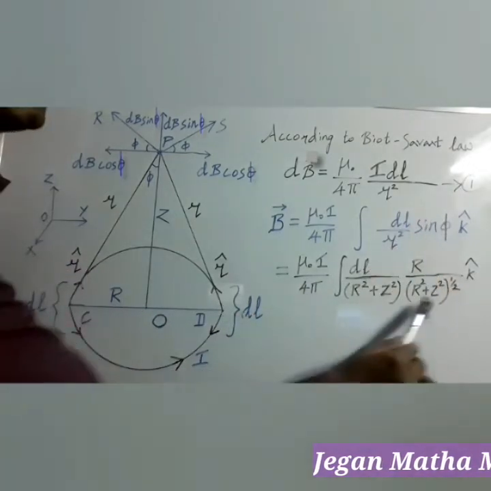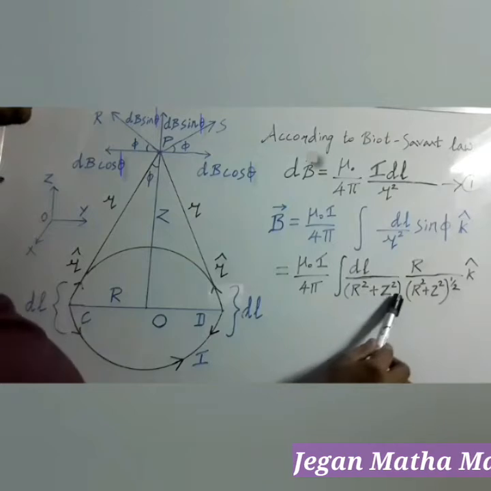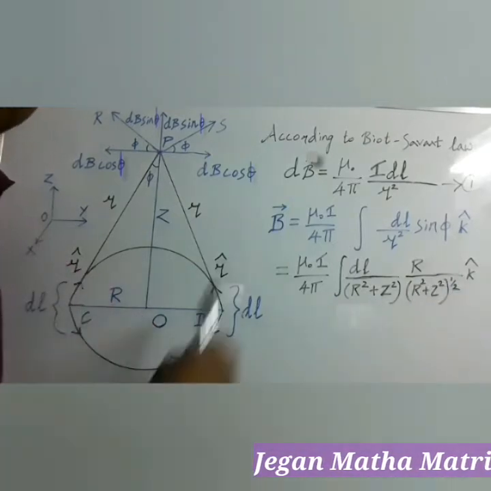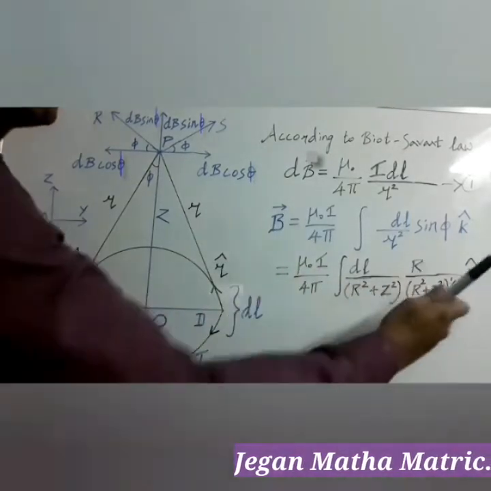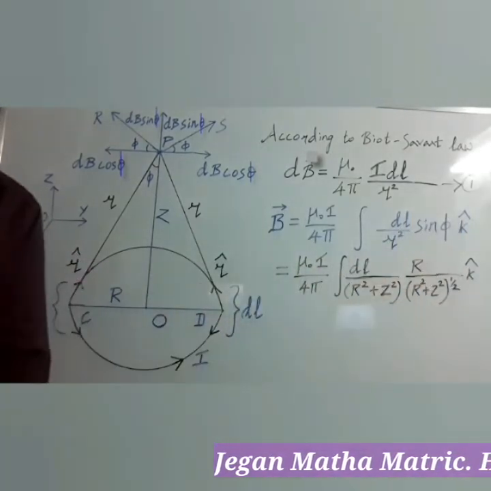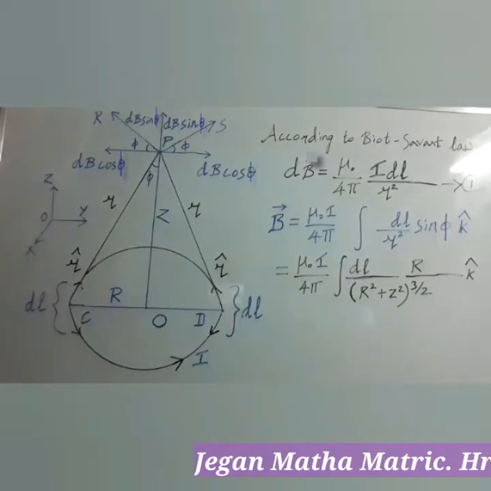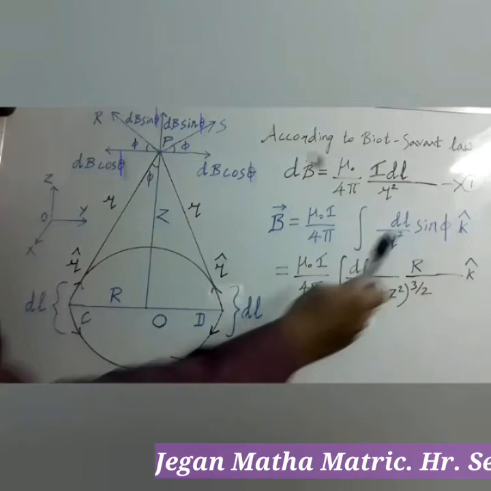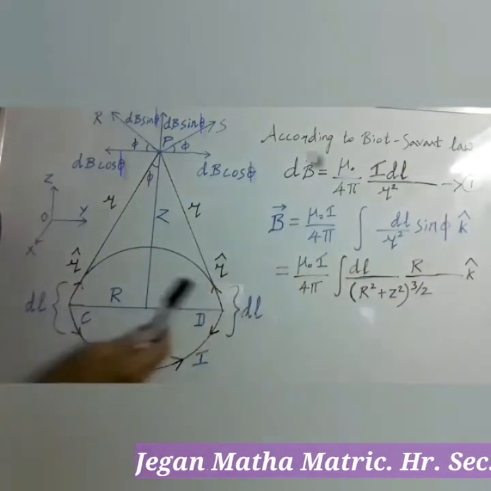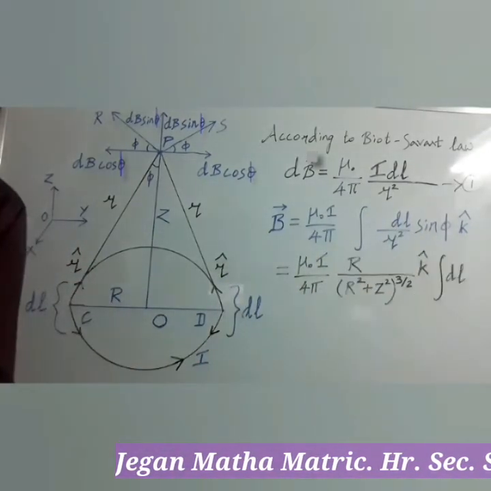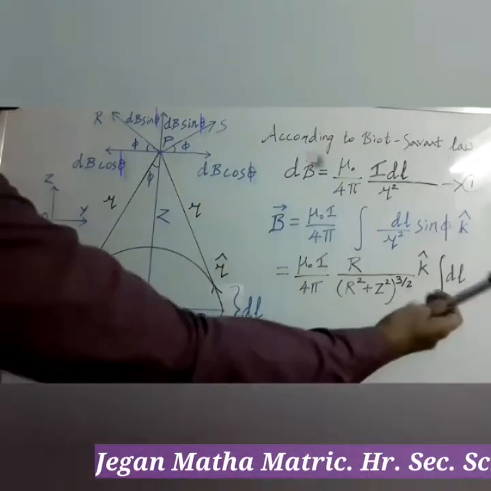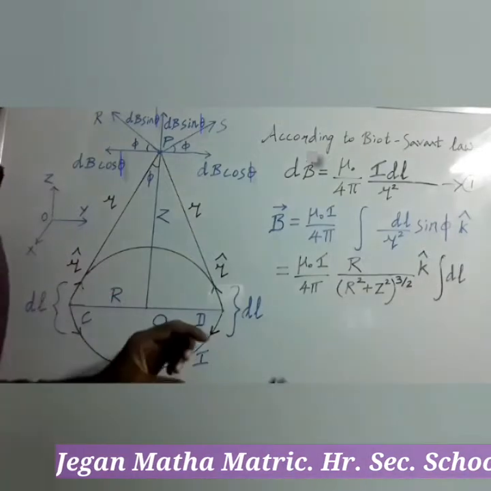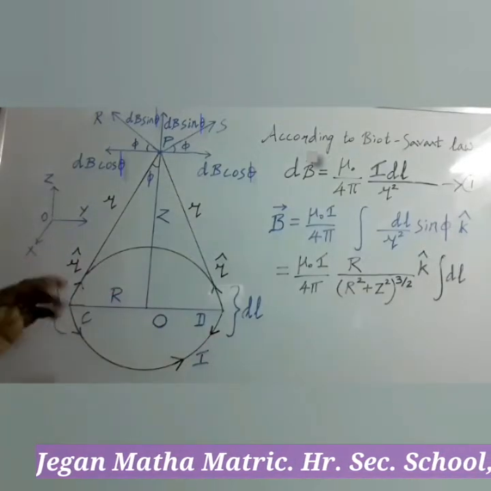So in the denominator we have (R square plus Z square) and (R square plus Z square) power 1 by 2. The base is the same, so we can add the powers. 1 plus 1 by 2 is nothing but 3 by 2. So in the denominator, (R square plus Z square) power 3 by 2 is there. That can be taken outside. Here once again I have taken the constant values outside. I am going to integrate only the dl. dl is nothing but the length of the line element.